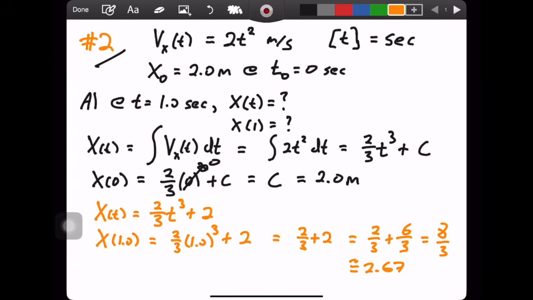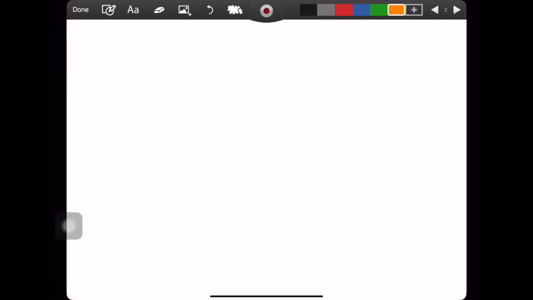Okay, so we started with our velocity as a function of time. We took the indefinite integral. We knew the initial condition, and so that allowed us to solve for the constant. That gave us an overall expression of x as a function of time. And then we were asked in part A just to figure out where it is. What is the x coordinate at t equals 1? And so we plugged 1 in. So that's part A. And so moving on to part B.